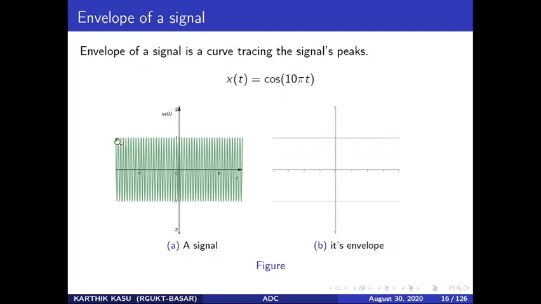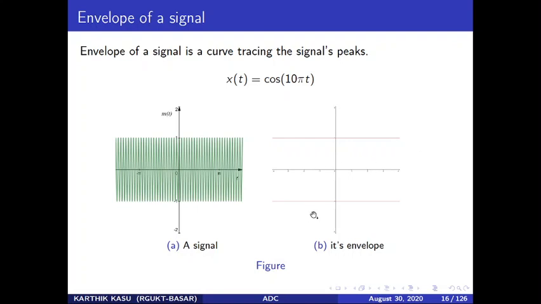Here, you take any general signal x(t). If you join the peaks of the signal, you get a curve. Remember, the envelope will always be a curve. If you join the peaks of any signal, you get the envelope. In this example, if you join all the peaks of this signal, you get a constant signal, a DC signal.